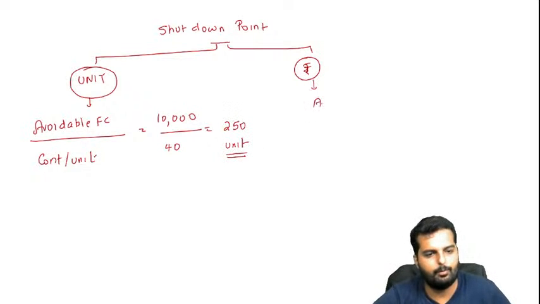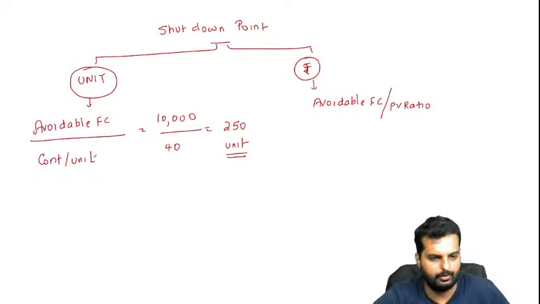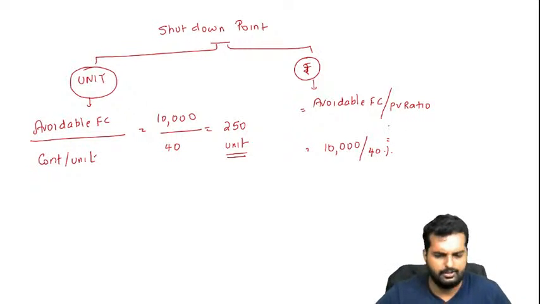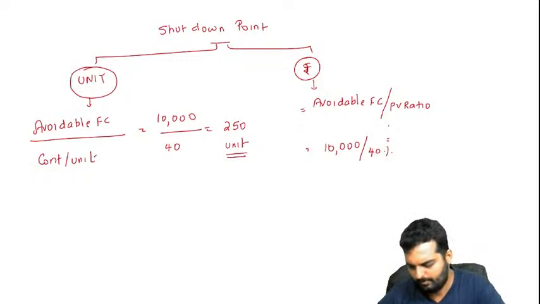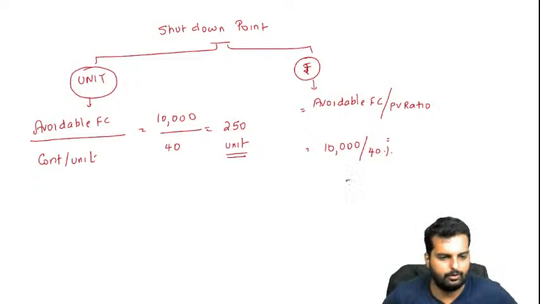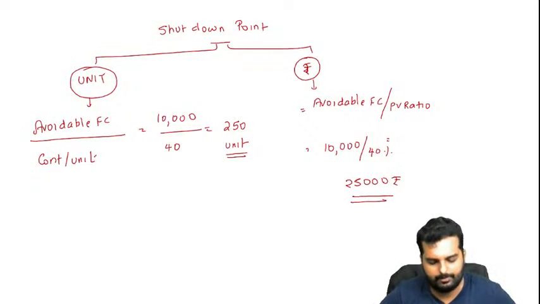Or for rupees, the formula would be avoidable fixed cost divided by PV ratio. So that would turn out to be 10,000 divided by the PV ratio we are having. I believe it is 40%. Just do it and tell me what answer you get. You get the number as 25,000 rupees. Can you write this down in your books now?